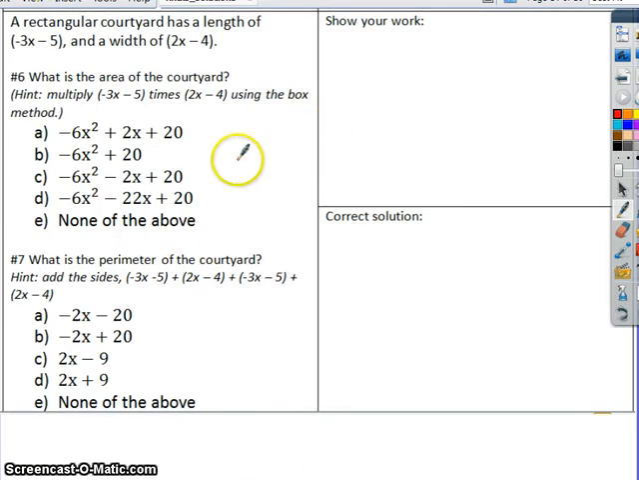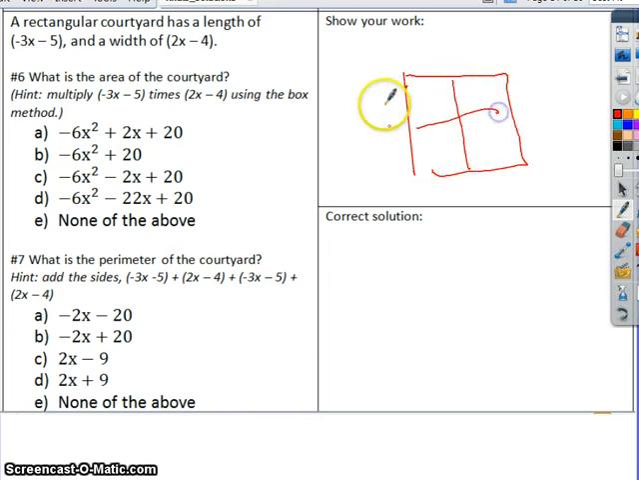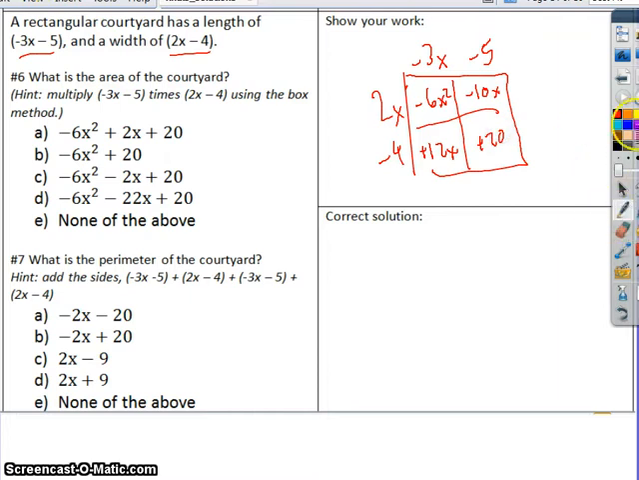A rectangular courtyard. I'm going to draw the rectangular courtyard and then multiply the sides using the box method. Negative 3x minus 5, 2x, and minus 4. Those are the two binomials which I am supposed to multiply. Negative 6x squared, negative 10x, positive 12x and positive 20. Then I add the terms on the diagonal. 12 minus 10 is 2. So I'm looking for negative 6x squared plus 2x plus 20, and it is A.